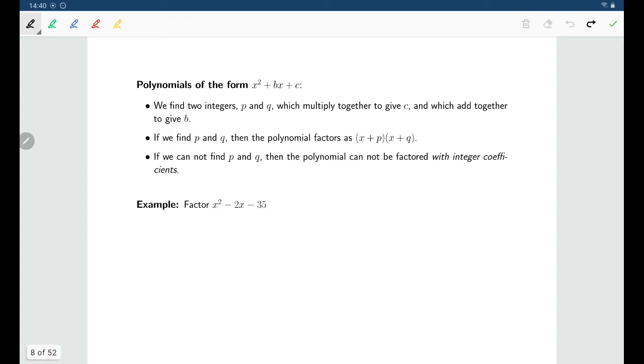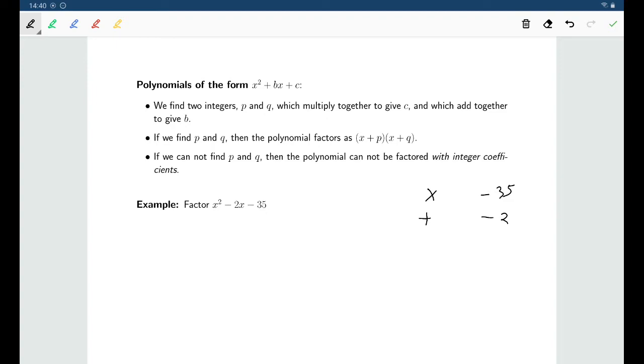So something like this, x squared minus 2x minus 35, we would need numbers that multiply together to give us negative 35, and these numbers would need to add up together to give us negative 2. And so if we're thinking about, well, what numbers multiply to negative 35, you could have 5 and 7, where one of them is positive and one of them is negative, or you could have 35 and 1, where one of them is positive and one of them is negative.